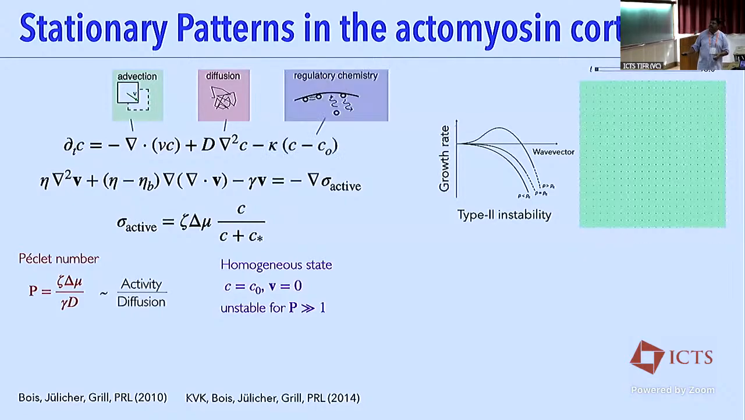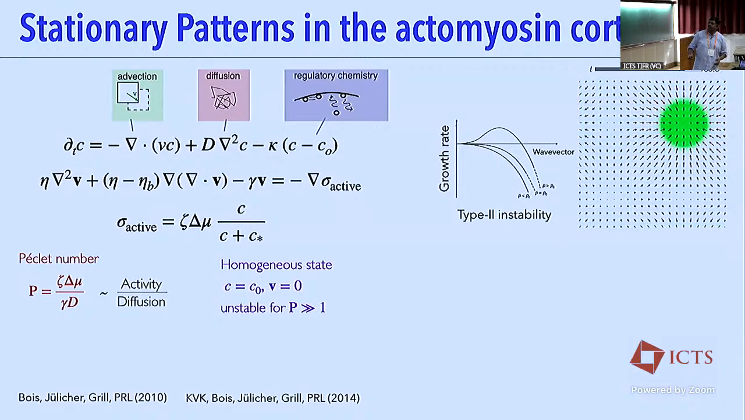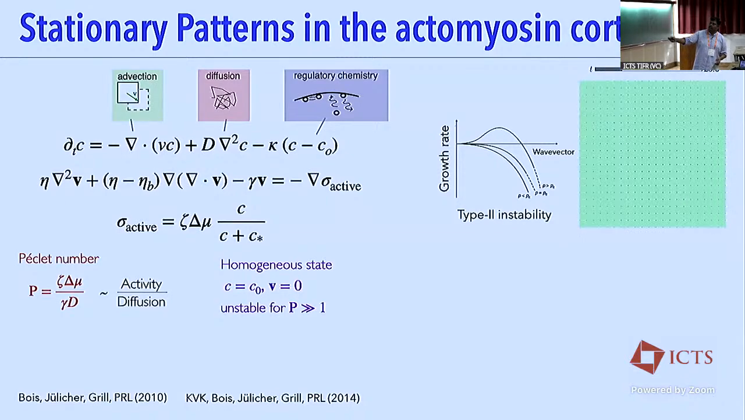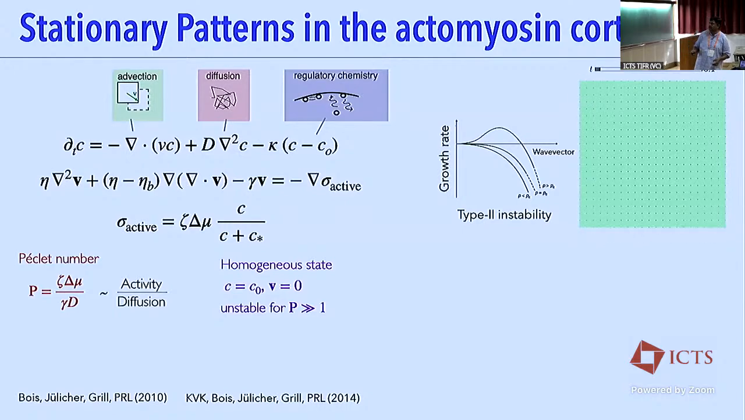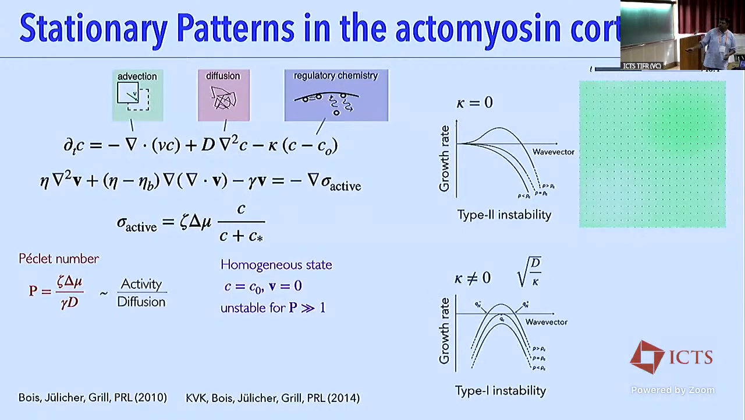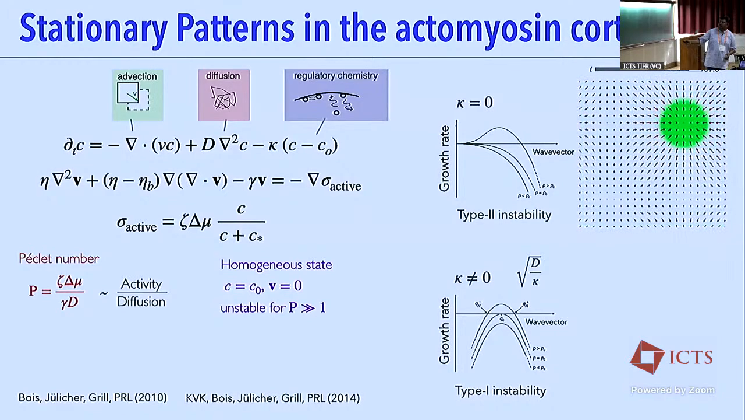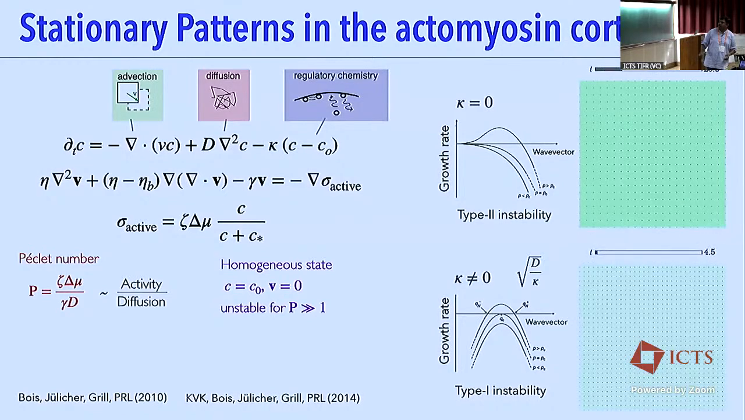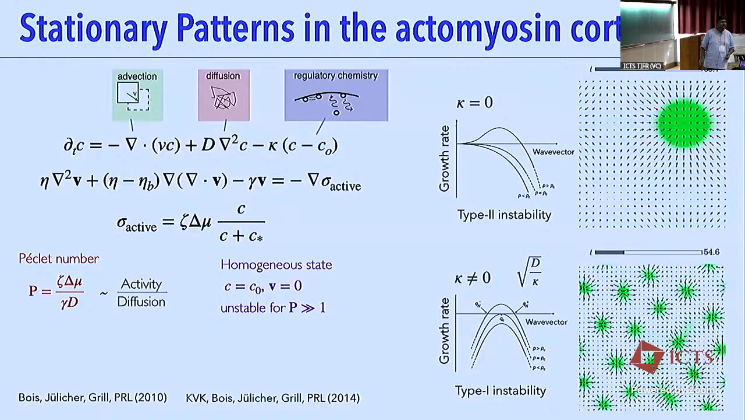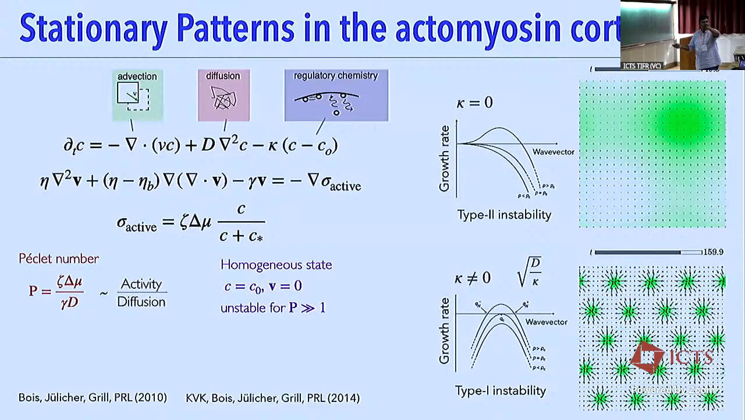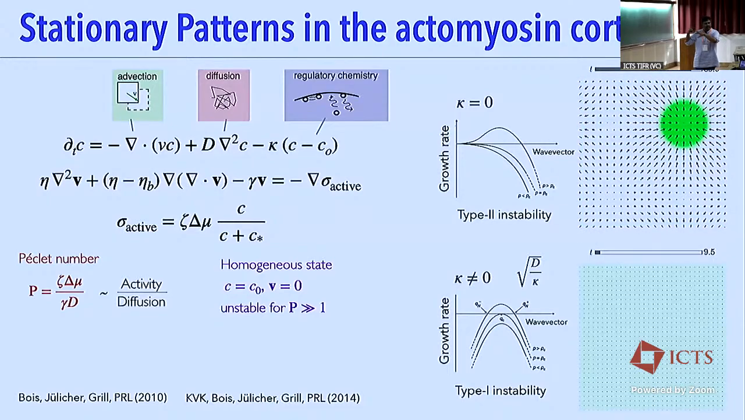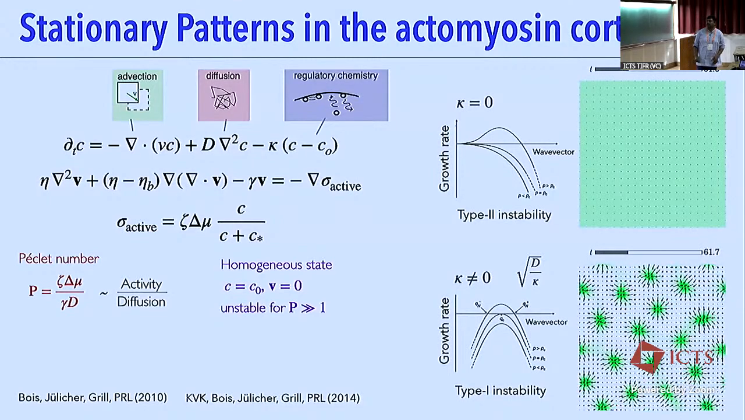So like I did yesterday, if you include a simple regulatory chemistry, a linear degradation reaction, you have one more length scale now, square root of D by k, the same L1 that I showed you in the Turing patterns yesterday. This time it becomes a type 1 instability with a non-zero wave number where the instability happens, and you get a very nice hexagonal lattice pattern coming up. So these are the kinds of myosin patterns that were there. So there's a large scale flow, but there are these patterns.